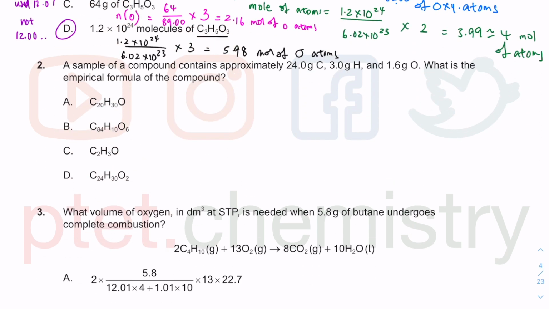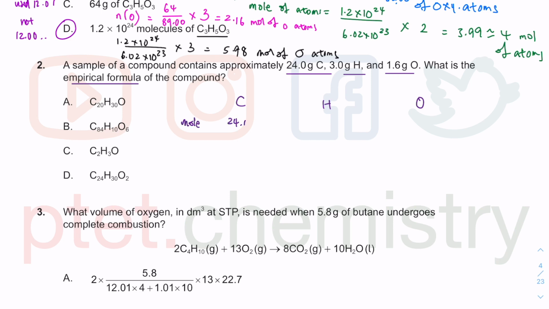Question number 2, we're given these masses of carbon, hydrogen, as well as oxygen. Now we're asked to find empirical formula. We know the empirical formula is the simplest ratio of atoms. So in a way, we are doing carbon, hydrogen, and oxygen. What you have there are masses that are given already, so you're going to find the mole.